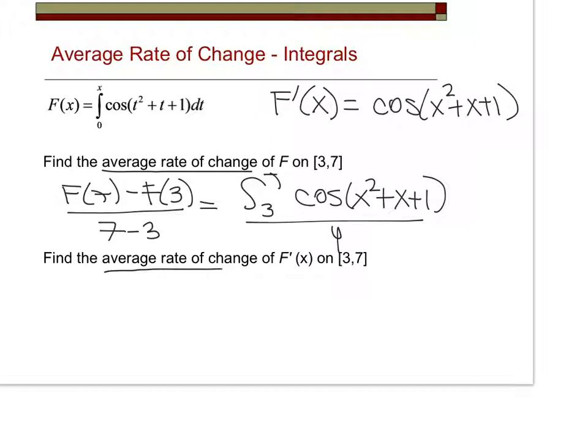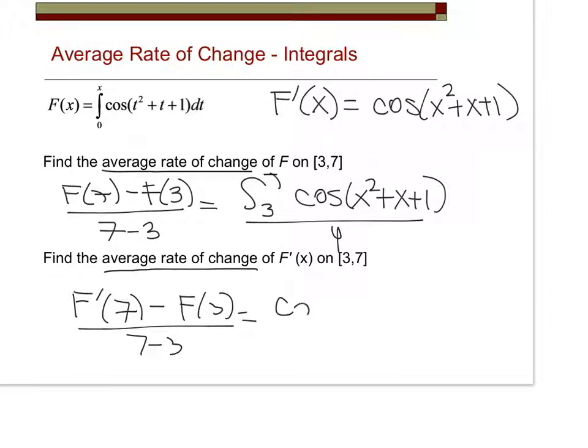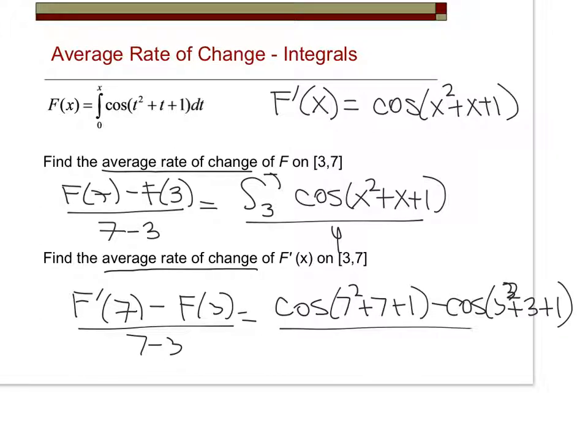Now what if you're asked to find the average rate of change of f prime? Well, again, it's the same formula. It's f prime of 7 minus f prime of 3 all over 7 minus 3. So you have to look at what you're given. Since we know the derivative of an integral is the integrand, basically what we would need to do is evaluate cosine at 7 squared plus 7 plus 1 minus cosine at 3 squared plus 3 plus 1, all over 4. So it's very important to understand what you have.